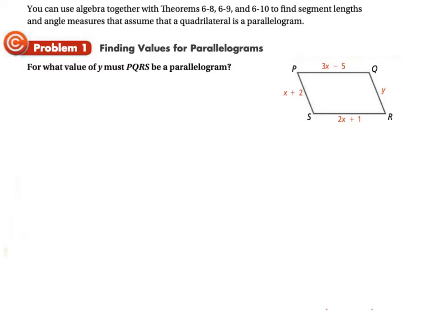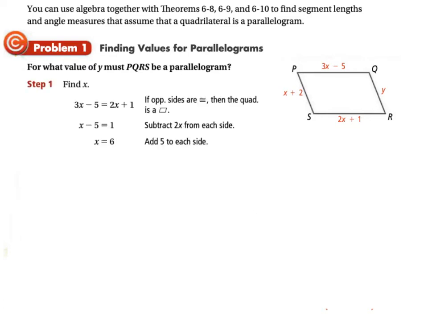So here you can see we've got measures for the opposite sides. For what value of y must PQRS be a parallelogram? Well, whatever value of y makes the opposite sides congruent and equal in measure. So the first thing we're going to do, since we can't solve an equation in two variables if we just have the one equation, x plus 2 equals y won't help us unless we know something else. So we'll start here and we'll say, let's find out what x is.